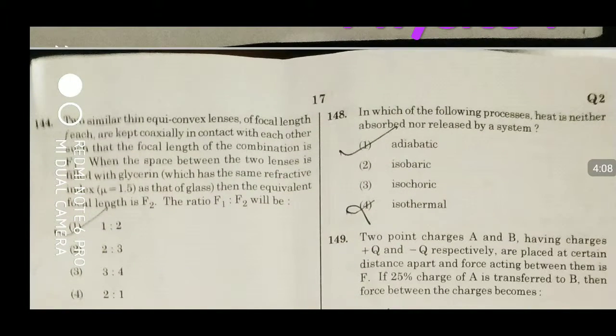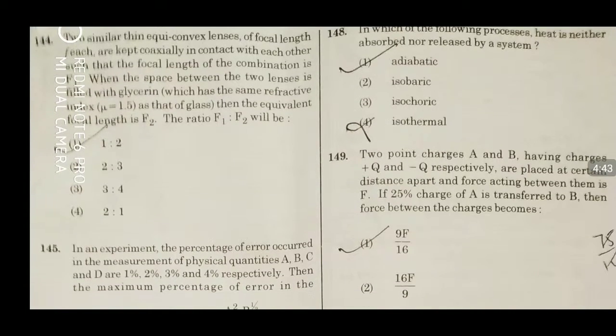Next 144 number question. Two similar thin convex lenses of focal length f are kept in contact with each other, and the focal length of the combination will be f1. When the space between the two lenses is filled with a medium of refractive index mu equals 1.5, the equivalent focal length is f2. The ratio of f1 to f2 will be. Then the right answer is 1:2.